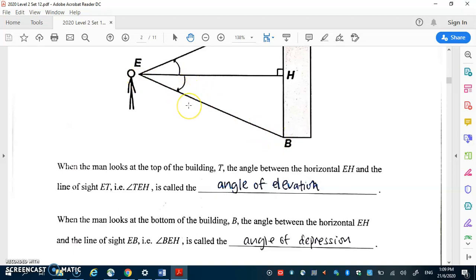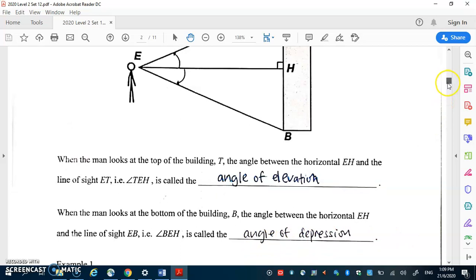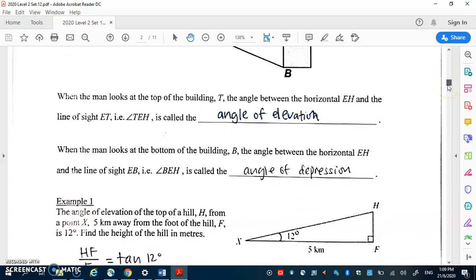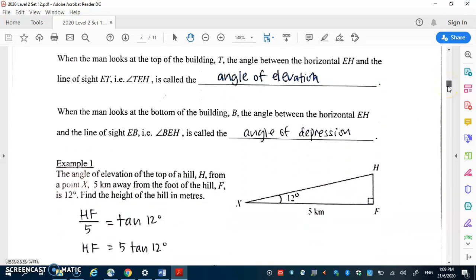Okay, so if you're looking up, it's angle of elevation. If you're looking down, it's angle of depression. Okay, so angle of depression in this case is BEH. Fill up your notes, angle of depression. Okay, so let's look at example 1 to see how we can solve certain problems using this angle of elevation and depression.